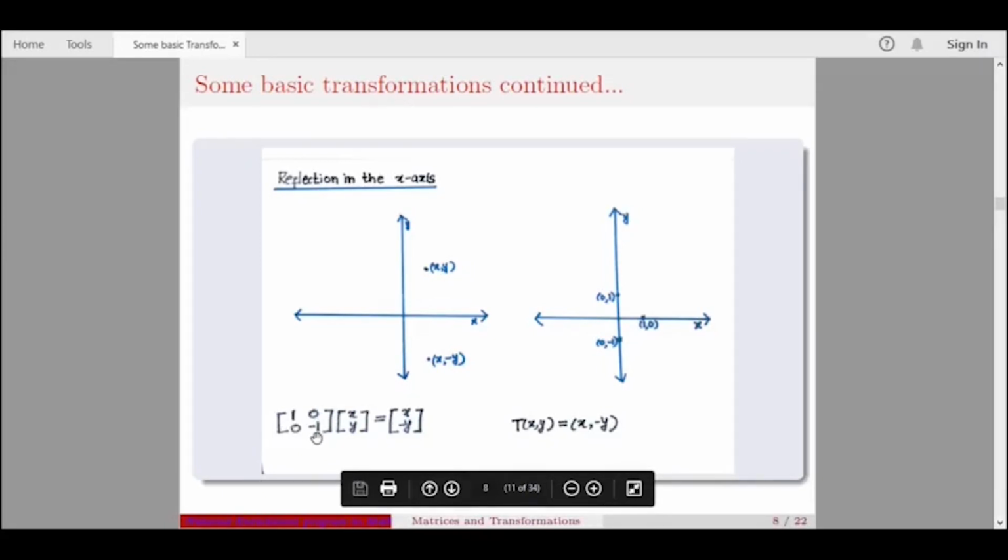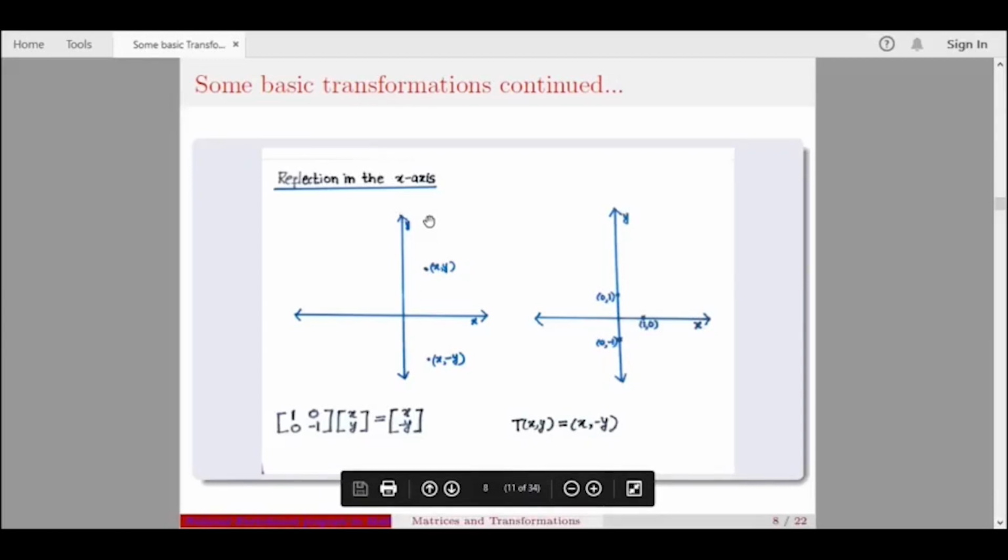So how did I get this matrix? I have written the images of the basis vectors, (1, 0) and (0, 1). The image of (1, 0) is (1, 0) itself. The image of (0, 1) is (0, -1). If you do the multiplication here, again you will get (x, -y). So the reflection represents the transformation T(x, y) = (x, -y), and the matrix corresponding to this transformation is [[1, 0], [0, -1]].